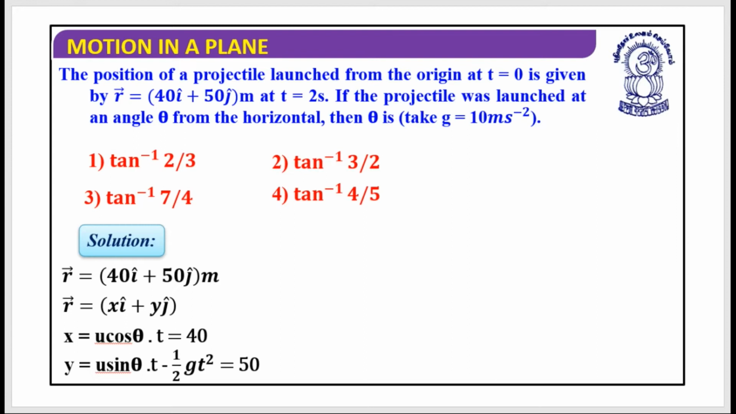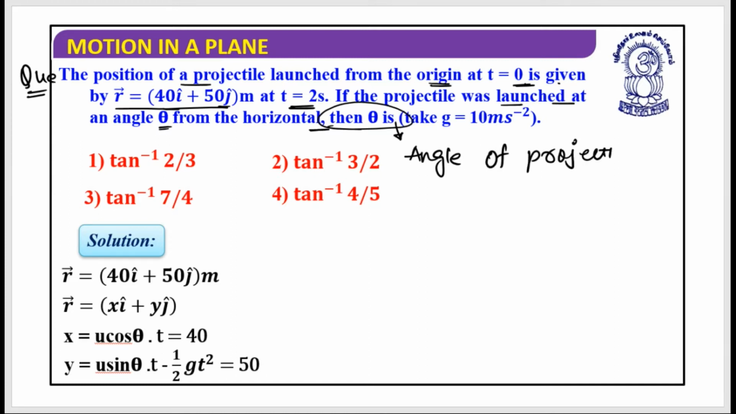Let's have a look. The question is: the position of a projectile launched from the origin at t equals 0 is 40i plus 50j at t equals 2 seconds. If the projectile was launched at an angle theta from the horizontal, then I require theta, the angle of projection. So how can I do this?